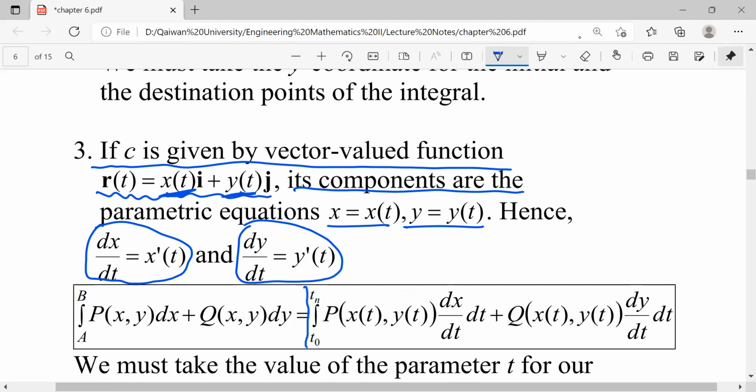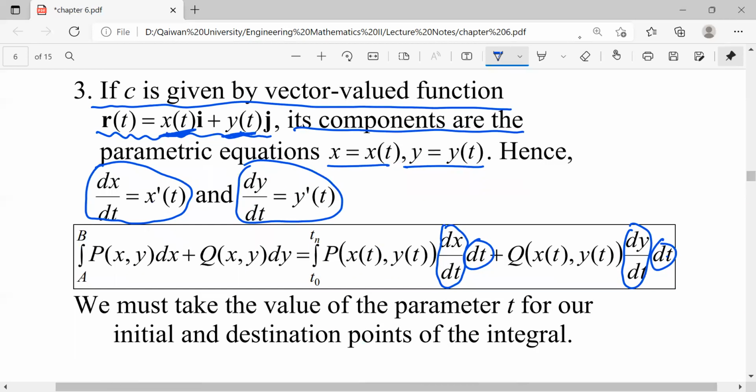And we use this rule for finding the arc length. We said it's P of x of t, y of t. We replace each x by x of t, and each y by y of t. And also here we have x prime dt. This is dx by dt times dt. We multiply dx by dt and divide by dt, and also we multiply dy by dt, then divide by dt. So we get dx by dt, dt, and dy by dt, dt. Okay.